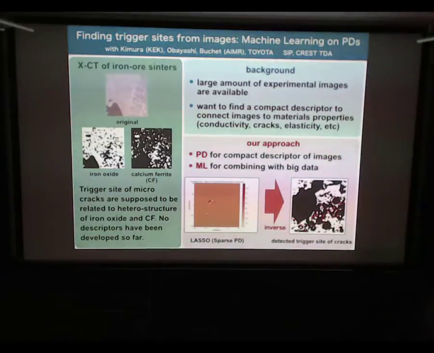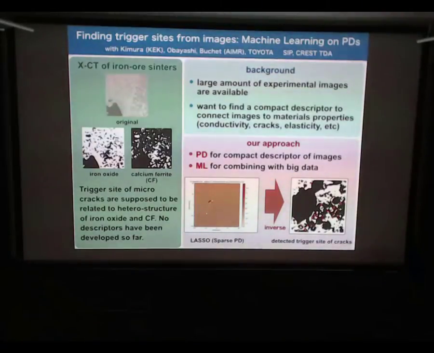And so just for example, let's think about finding trigger sites of the micro cracks appearing in iron ore sintering processes. So this is the original XCT image. And these two are obtained from the original, just focusing on the iron oxide part and the calcium ferrite part. And in this problem, we want to somehow automatically predict the location of the micro cracks appearing in a sintering process from purely these images, a set of images.